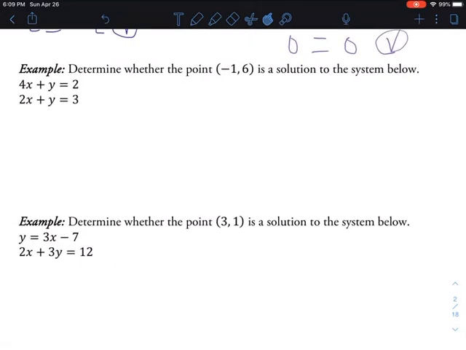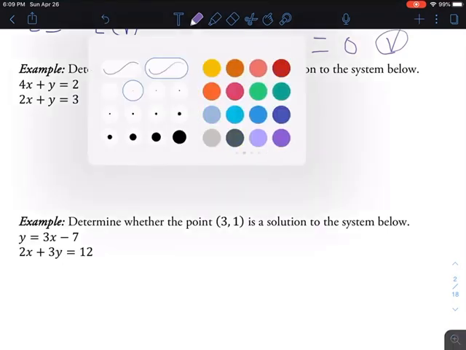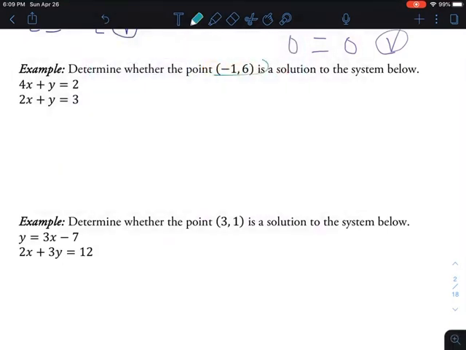Determine whether the point negative 1, 6 is a solution to the system. So, okay, we're going to do the same thing. We're going to start by using this point and plug it into each of these equations. So we are going to start with 4x plus y is equal to 2.